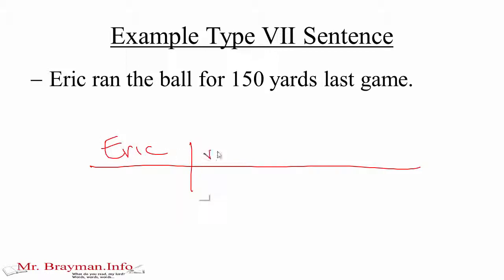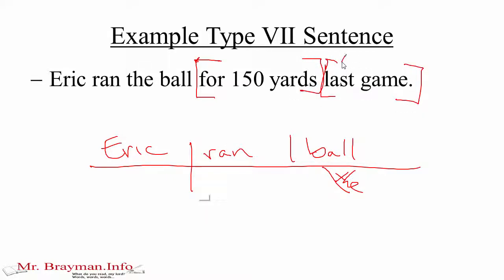Eric ran. What did he run? He ran the ball. Eric ran the ball. Let's see, looks like we've got a prepositional phrase here. And we have an adverbial phrase because this tells when it happened.